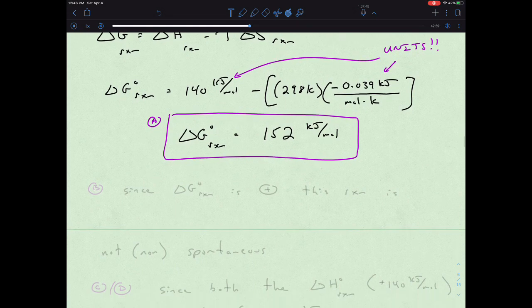For part B, since delta G is positive, that means that this reaction is not spontaneous, or non-spontaneous.